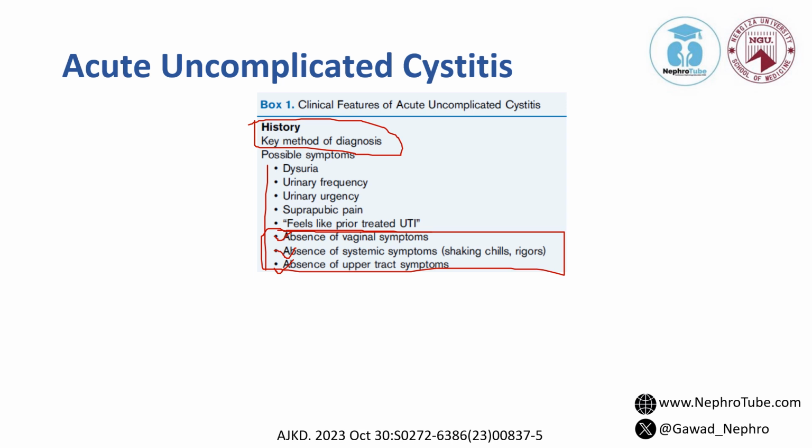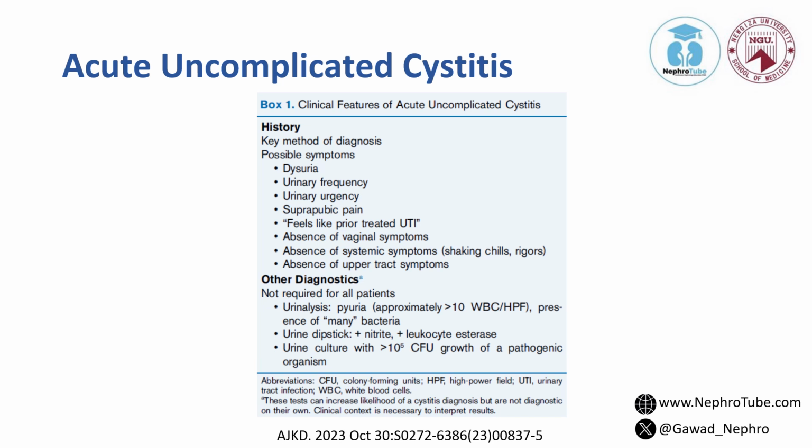Actually, in acute uncomplicated cystitis, it is not required to do the following investigations. You do not need a urine analysis, urine dipstick, or urine culture, especially the urine culture. In some areas, they do the urine analysis and urine dipstick, and they may skip the urine culture. As we said, urine culture is not indicated, except if there is no improvement after 48 to 72 hours, or if there is appearance of new systemic manifestations. So these diagnostics are not required for all patients, especially the urine culture, in cases of acute uncomplicated cystitis.